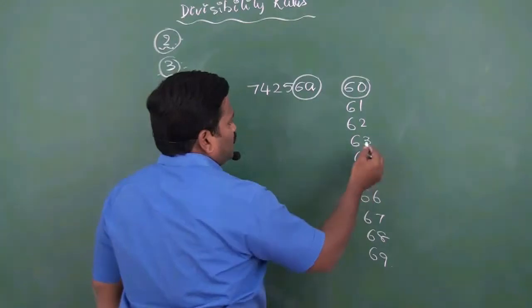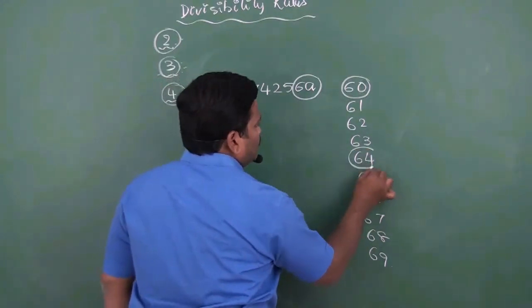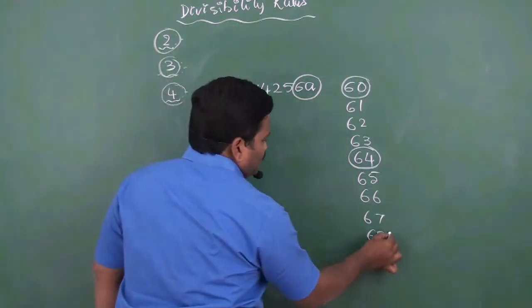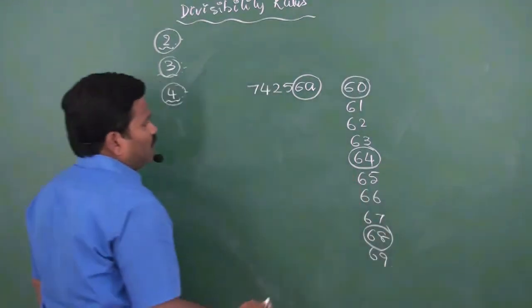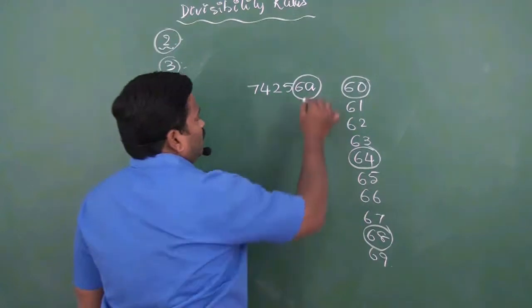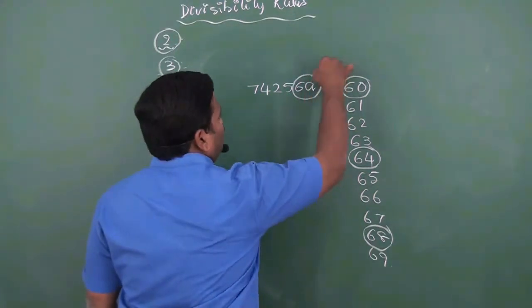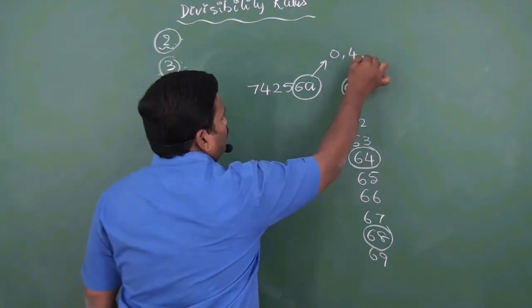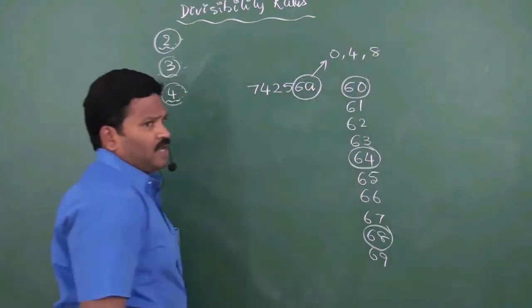And again, 64 is divisible by 4. And again, 68 is divisible by 4. Therefore, the possible values of A are either 0 or 4 or 8.